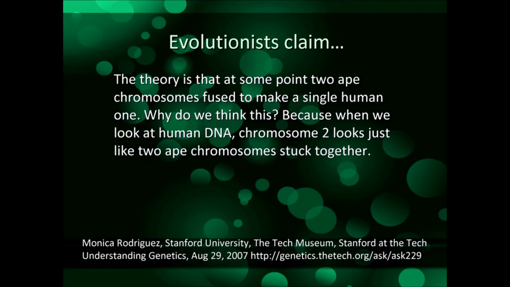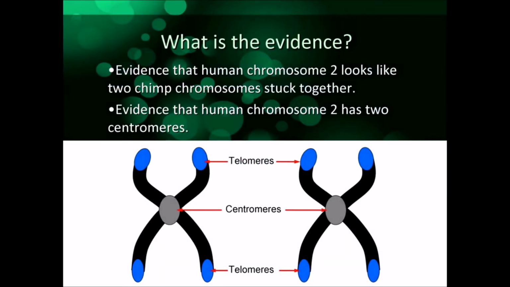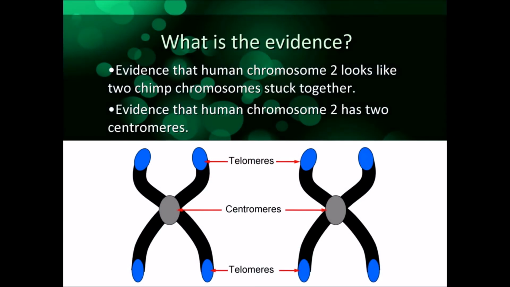Okay, so this is their claim. Here's the evidence: human chromosome 2 looks just like 2 chimp chromosomes stuck together, and it has 2 centromeres. If we look at the diagram here, we see that the ends, the capping of chromosomes, have sequences called telomeres, repeating sequences of DNA letters. And where the bits bunch together, that's the centromere. You can see the diagram up here.